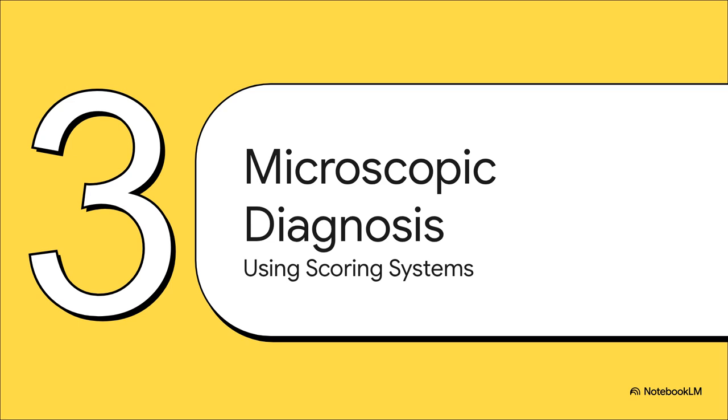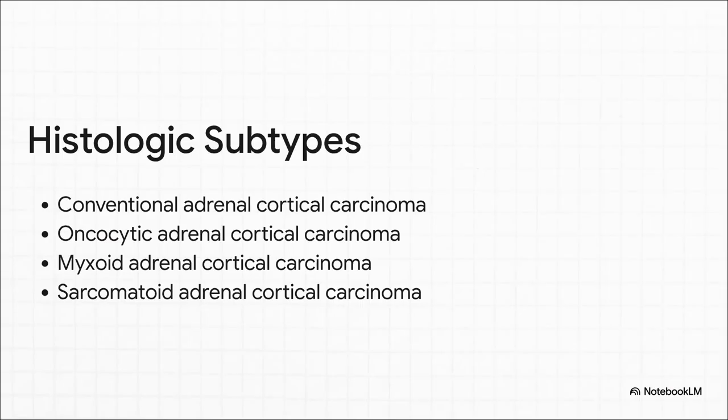All right, we've got our gross clues. Now it's time for the fun part, putting those slides on the microscope. This is where we confirm our suspicions and make that definitive diagnosis. And we do it using some very specific scoring systems. First, let's talk about the different flavors this can come in. The World Health Organization breaks it down into these 4 main subtypes. Honestly, most of the time you're going to see the conventional type, but you've got to keep the others in the back of your mind, like oncocytic or myxoid, because they can have their own little quirks.